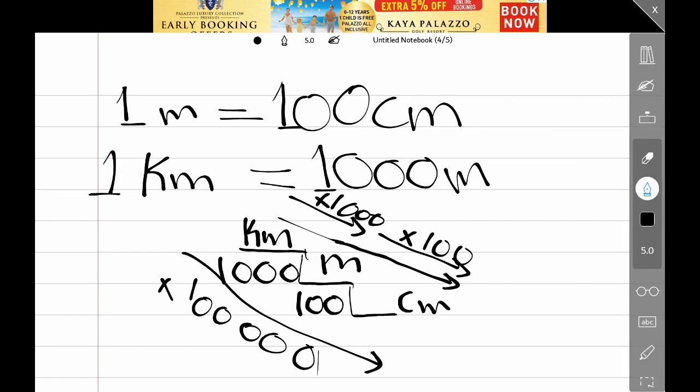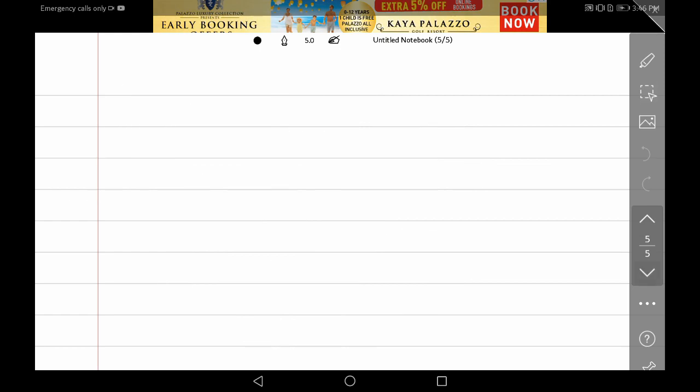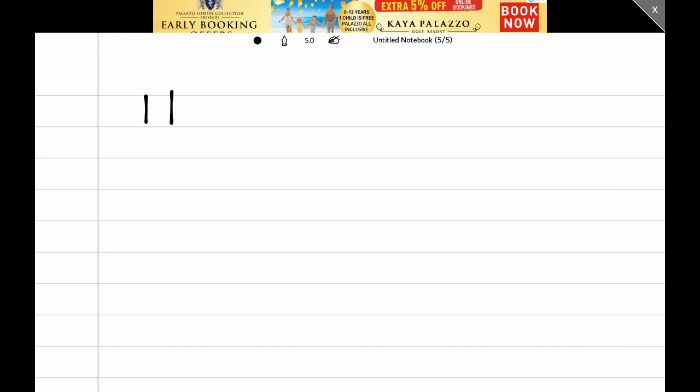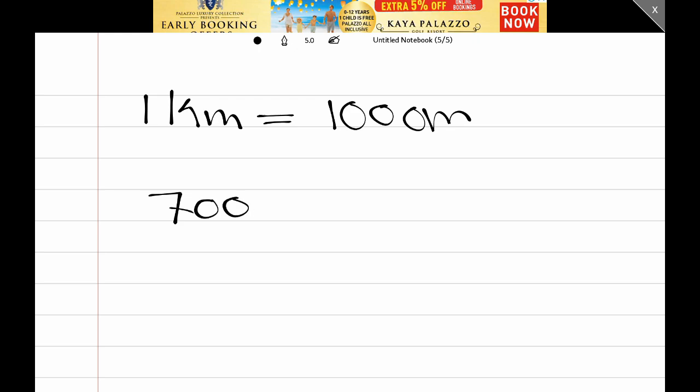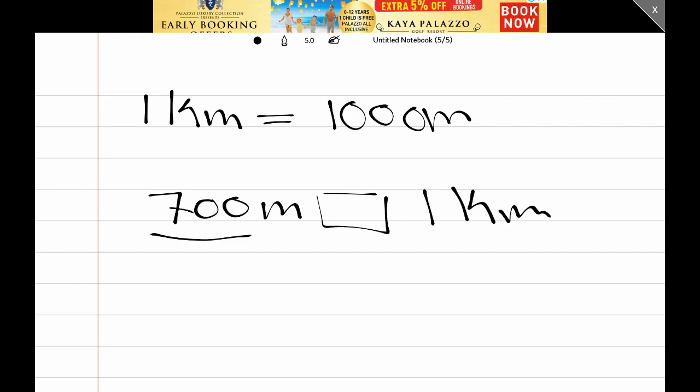Now, how do we compare between those units? Well, sometimes it refers to logic. Like I know that every 1 kilometer is equal to 1,000 meters, right? So if I ask you, which is bigger, 700 meters or 1 kilometer? Here I don't need to convert because it's very obvious, right? Well, I have 700 meters, which is obviously less than 1,000, which is less than 1 kilometer. And here we have 1 kilometer.